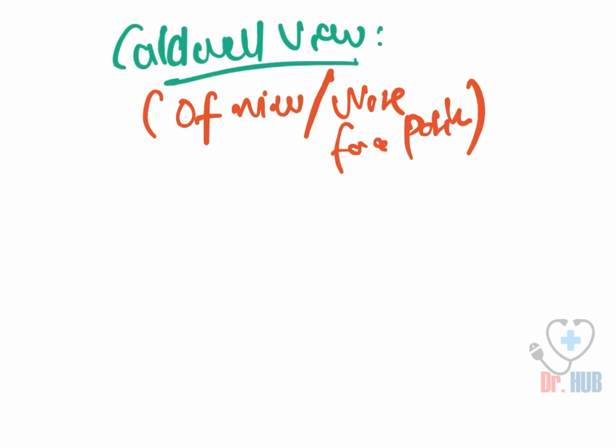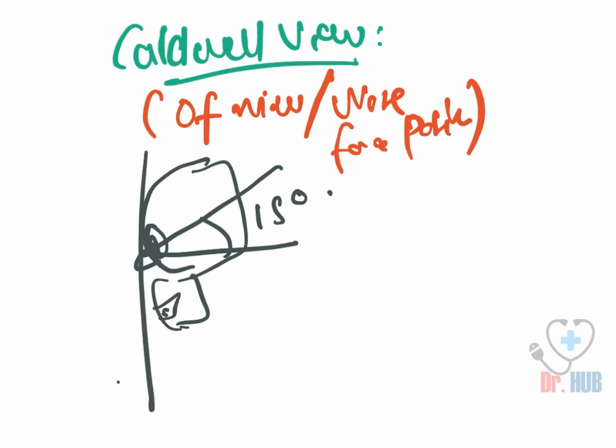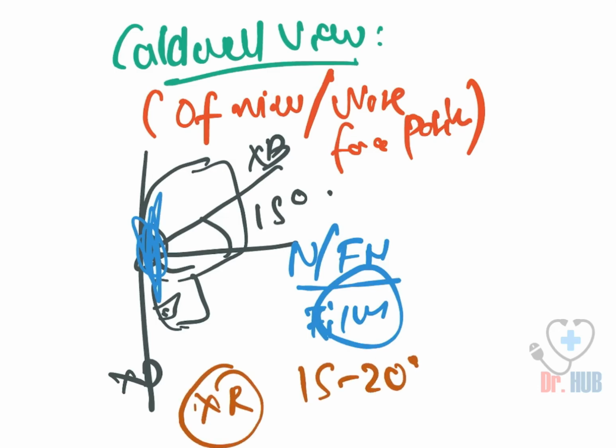So now we'll look at the diagram. So this is the skull. The beam is striking at 15 degrees. This is the X-ray detector, and this is the X-ray beam. So here the view is taken with the nose and the forehead touching the film, and the X-ray beam is projected 15 to 20 degrees caudally.